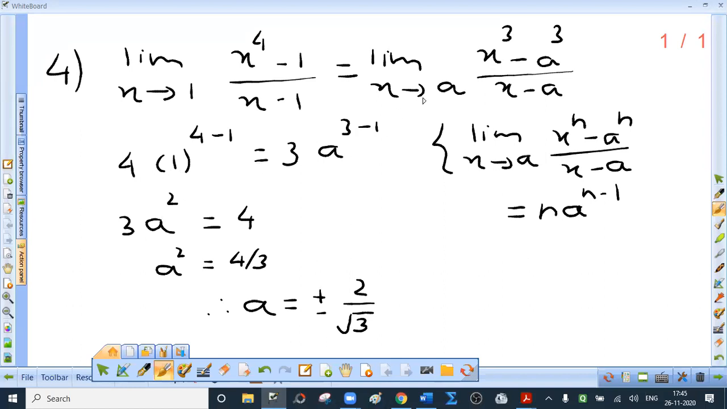So 4 equals 3a square. 3a square is 4. So what is a square? 4 by 3. So what is a? Plus or minus 2 upon root 3.